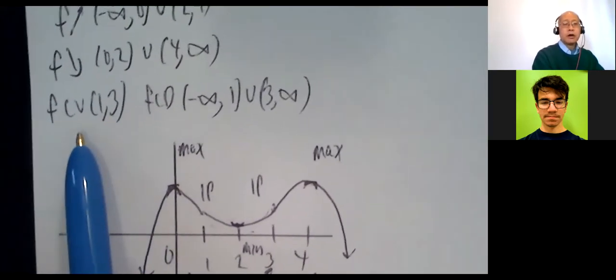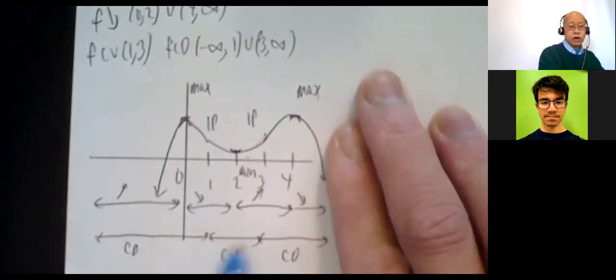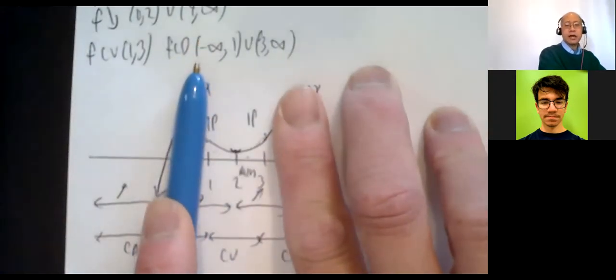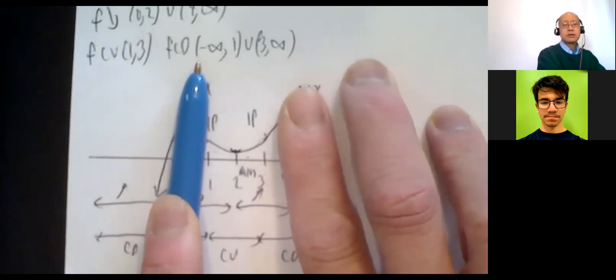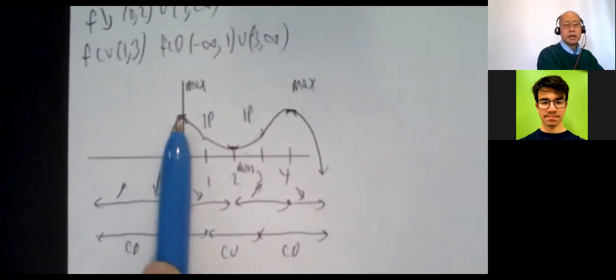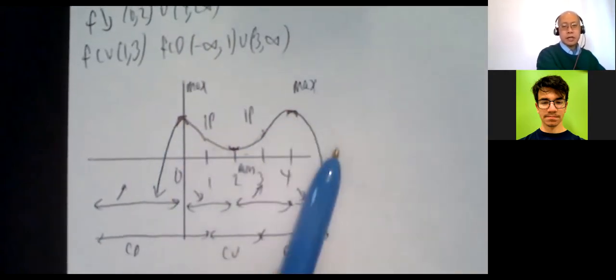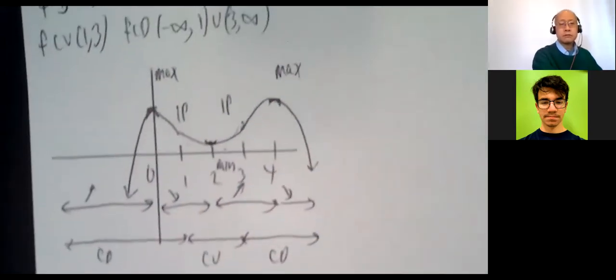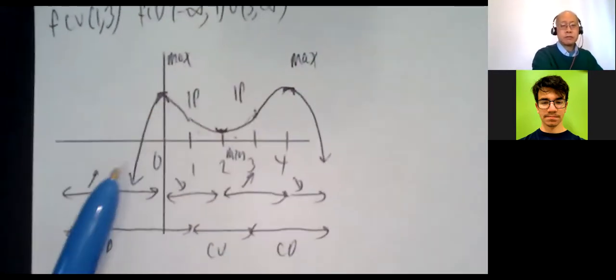Concavity: only concave up between 1 and 3. So between 1 and 3, I say to myself, okay, U shape. Everywhere else, upside down U shape. So here we are, upside down U shape, upside down U shape. So there's my graph. You just take all the pieces and analyze it from there.